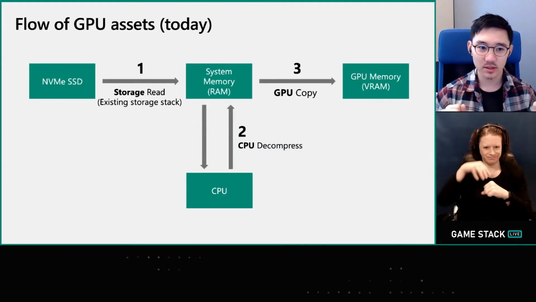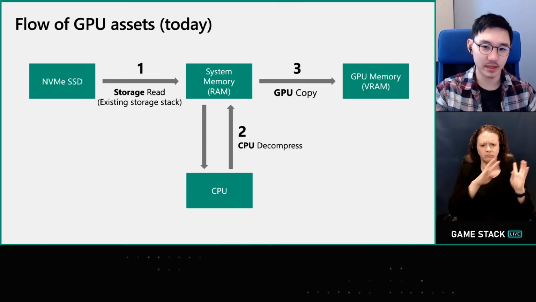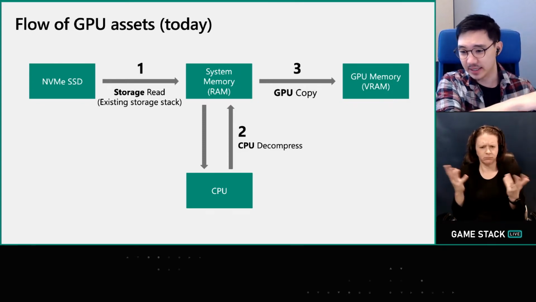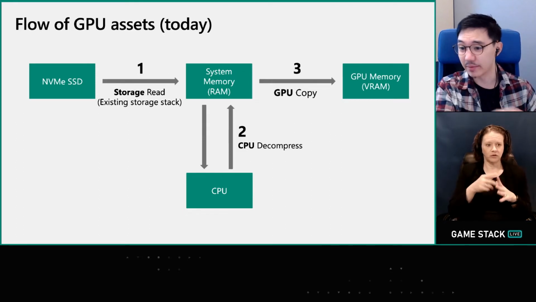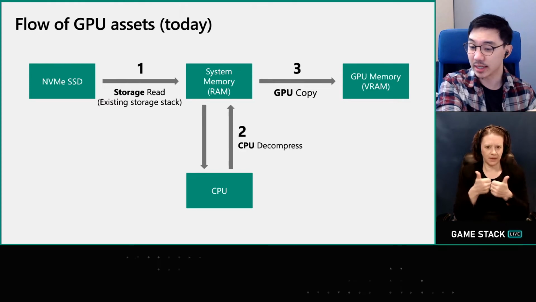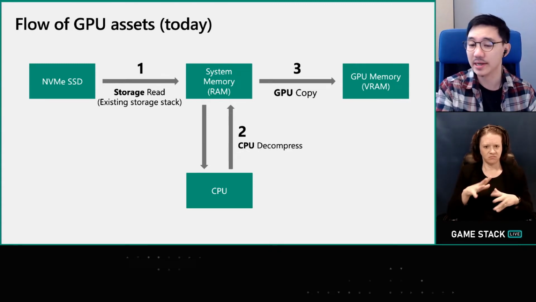And so let's take a look at the flow of the GPU assets today. What does it look like from point A to point B to point C? First, data, of course, starts on the NVMe SSD. The user had downloaded their game. The game package is on their drive. First thing we need to do is to get that data off of the disk. And so we have a storage read using the existing Windows Storage Stack. You get it into system memory.